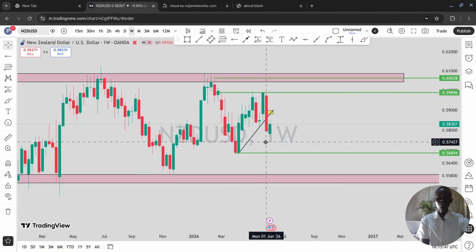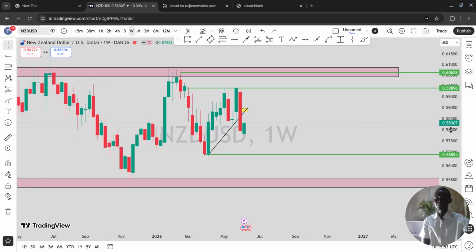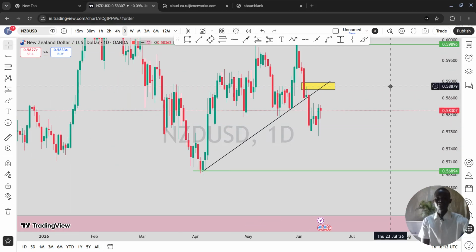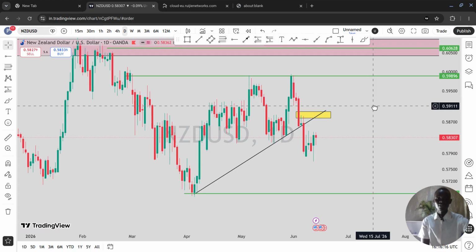So this pattern has already been created, and all I'm waiting for is pretty simple: for the market to come back to the 50% Fib of this entire bearish engulfing candlestick in the weekly time frame. So what I do is go into the daily time frame, and this is how my daily time frame looks. Now you can see this looks much clearer.